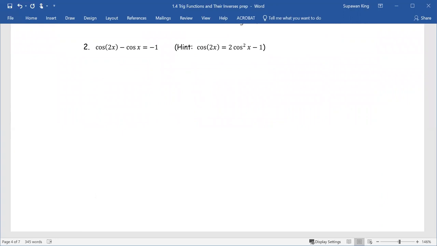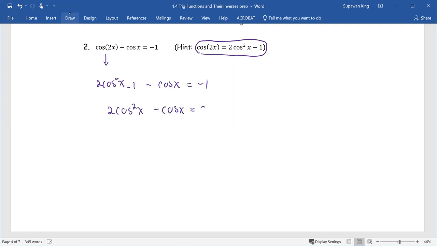Next equation: cosine of 2x minus cosine x equals negative 1. With the identity cosine 2x equals 2 cosine squared x minus 1, we replace the cosine of 2x by 2 cosine squared x minus 1, and minus cosine x equals negative 1. Or we have 2 cosine squared x minus cosine x equals 0. Factor out cosine x. We have cosine x multiplied by 2 cosine x minus 1 equals 0.